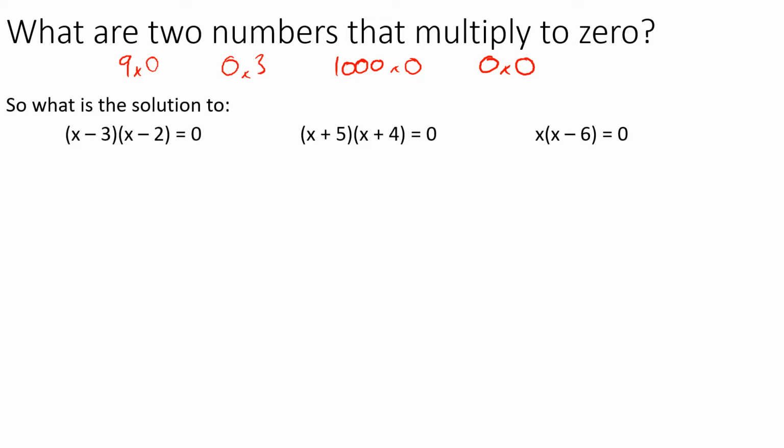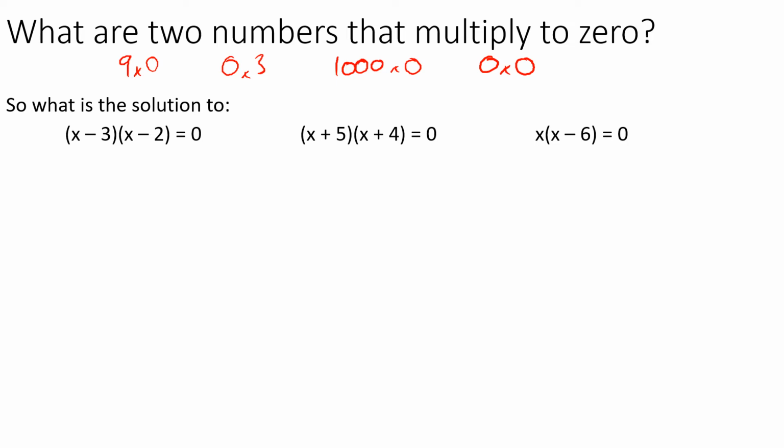So here's some algebraic questions which are asking the same sort of thing. We have got a bracket here, and we have got a bracket here, and because they're next to each other, algebraically that means they're being multiplied by each other. So we are multiplying the bracket x minus 3 by the bracket x minus 2 and getting the answer 0. Now if that is true, that means either this is 0 or this is 0, because how else could they multiply and give you 0?